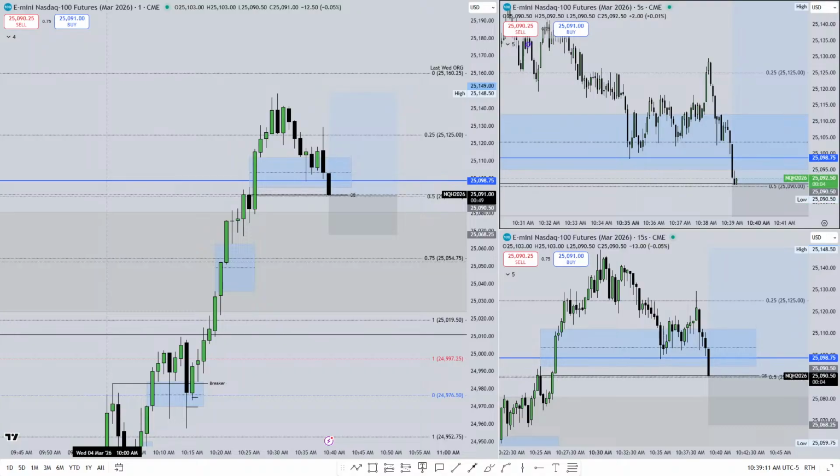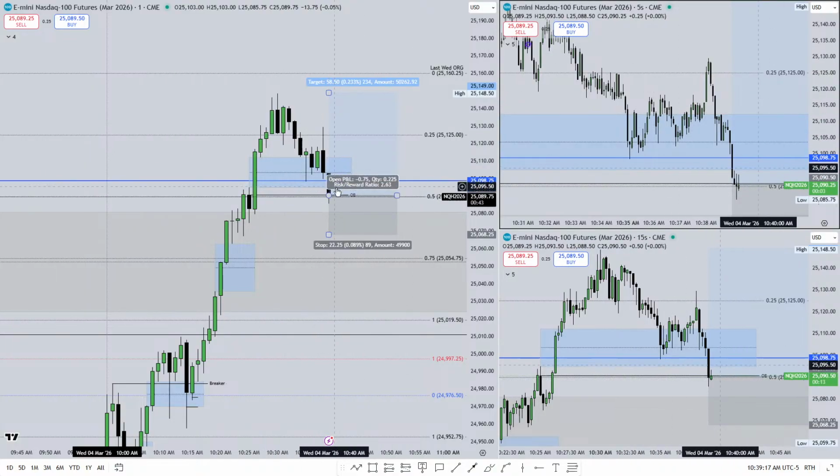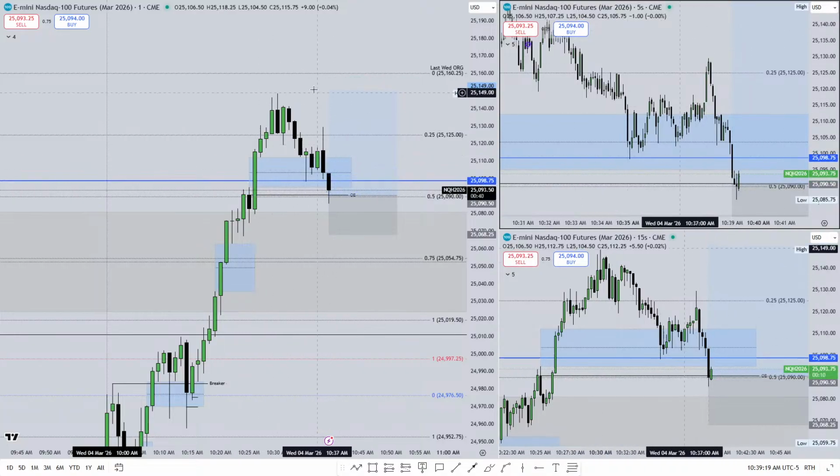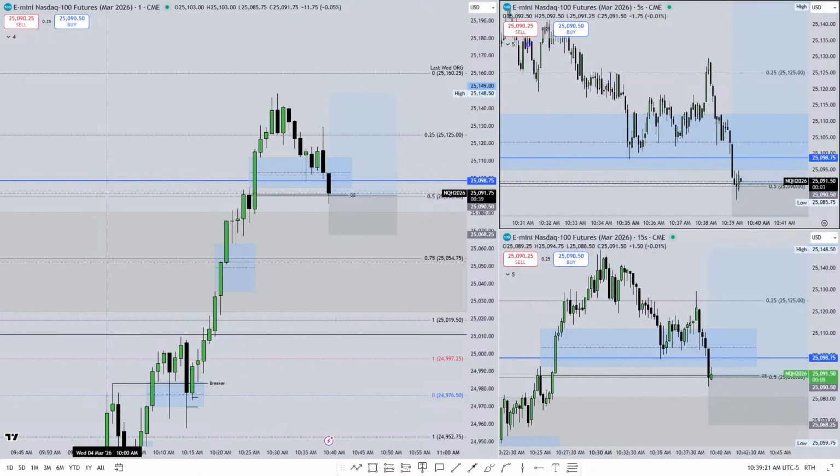Order filled. I'm going to try that. Very, very small size. Just from this order block right here, try and get up to these highs. Very, very small size to the point where I do not care at all if I lose.